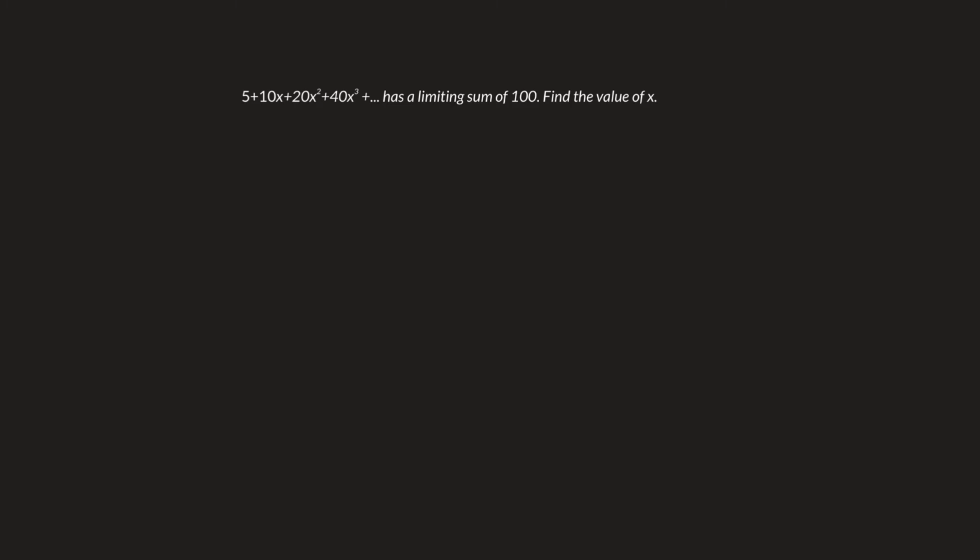In our problem here, we have a geometric series, 5 plus 10x plus 20x squared plus 40x cubed. It's saying it has a limiting sum of 100, and we need to find the value of x. So some of the information I know already: A is equal to 5. R, I can go 10x divided by 5, so it's going to be 2x. And we know the limiting sum is equal to 100. So we need to find the value of x.